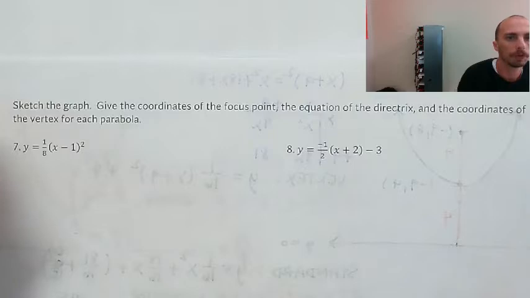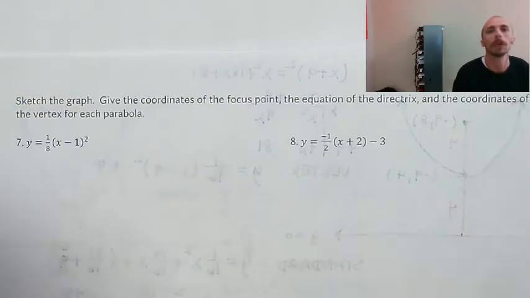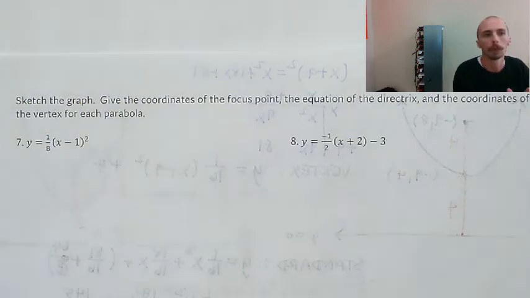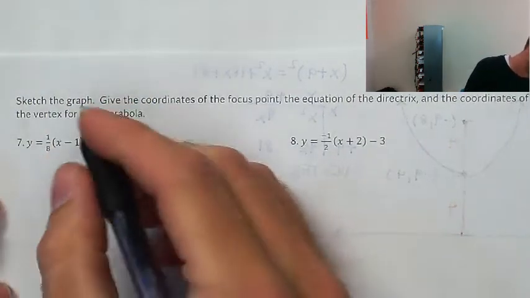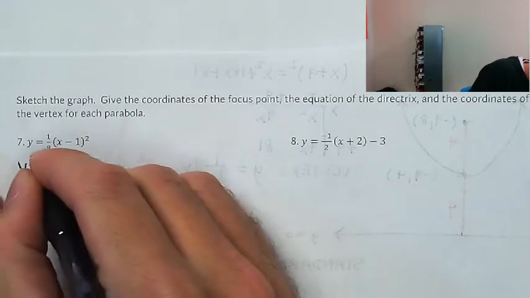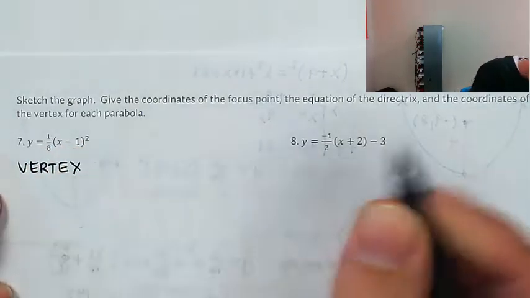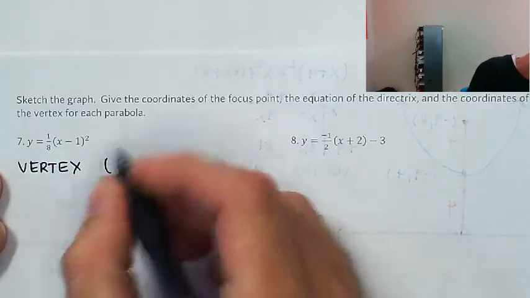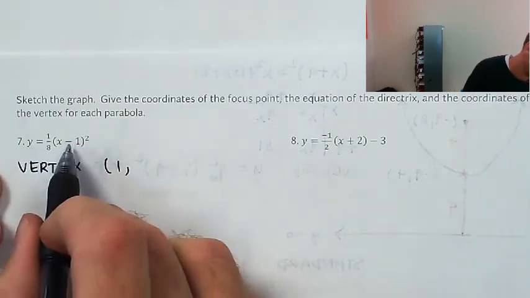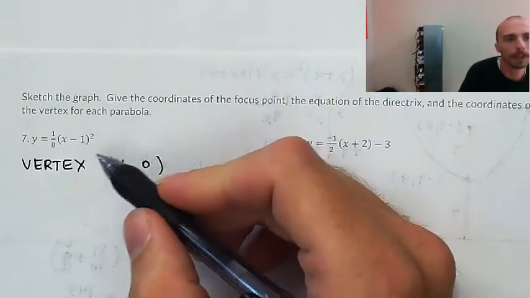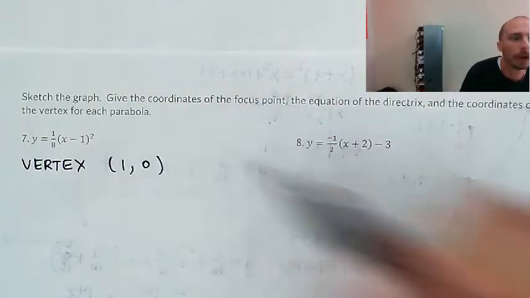Now we're going to sketch the graph while giving the coordinates of the focus, the equation of the directrix, and the coordinates of the vertex. We're starting off with a vertex form equation. I think the first thing to do is to find the vertex, even though it says to do it last. The vertex is going to be where x is equal to 1, whatever makes this thing 0, and the y coordinate that corresponds to x equals 1 is just going to be 0. Or it's the number that's added on the outside, but that's more of a symptom than the cause.